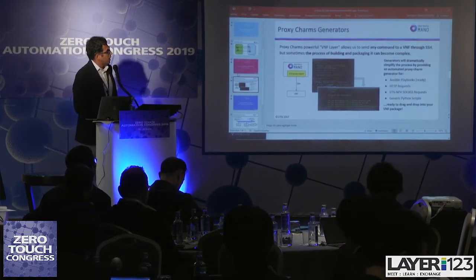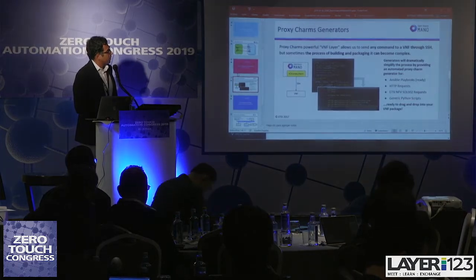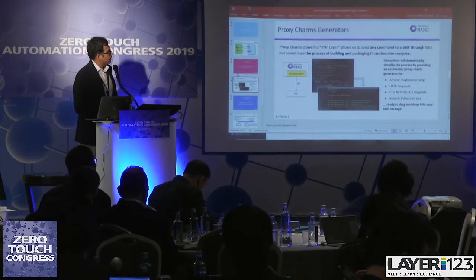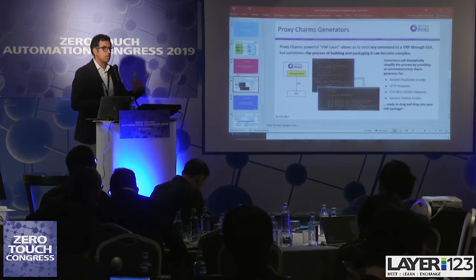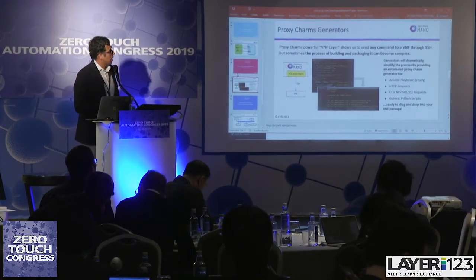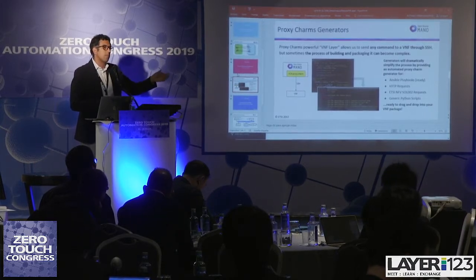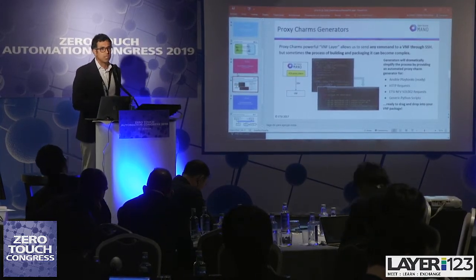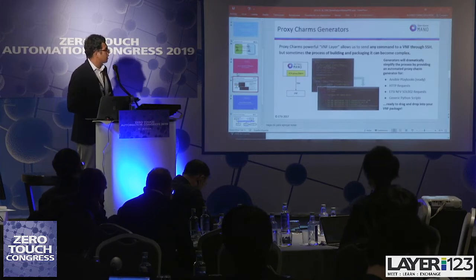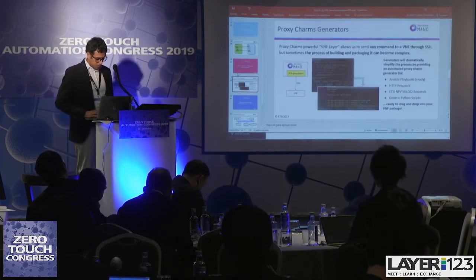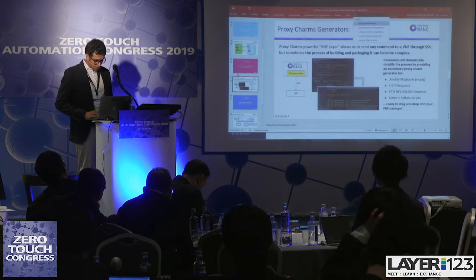So the idea would be for the VNF vendors to write these other simpler ways to manage their operations, and then we would just drag and drop this in a folder and run a command that automates the building of the proxy charm. So that's what we did here. Let me show you.